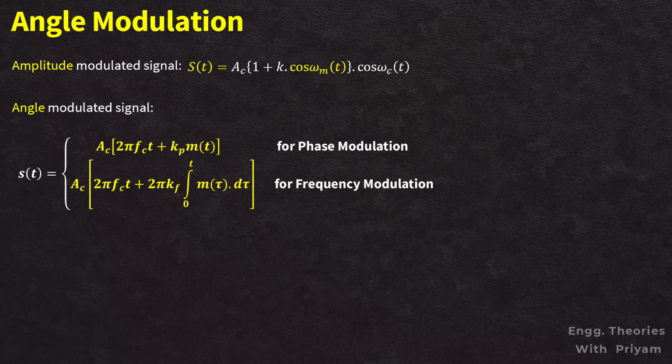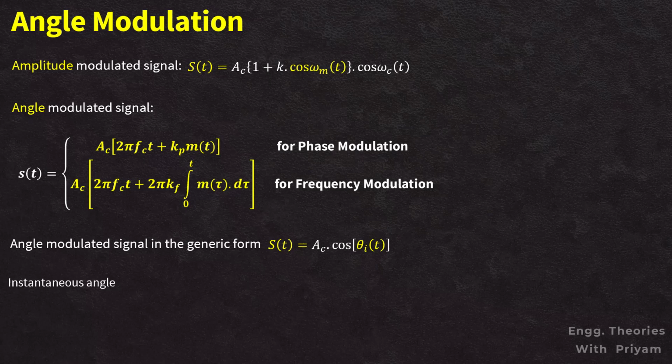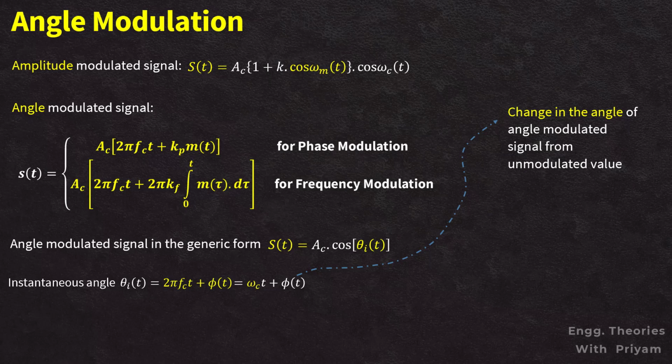Now, both forms of angle modulation can be simplified into a generic form as s(t) is equal to Ac into cos θi(t). Here, θi(t) is the instantaneous angle of the angle modulation, and it can be represented as θi(t) is equal to 2π fc t plus φ(t), which can be written as ωc t plus φ(t). Here φ(t) represents the change in the angle of the angle modulated signal from its unmodulated value, or instantaneous deviation.